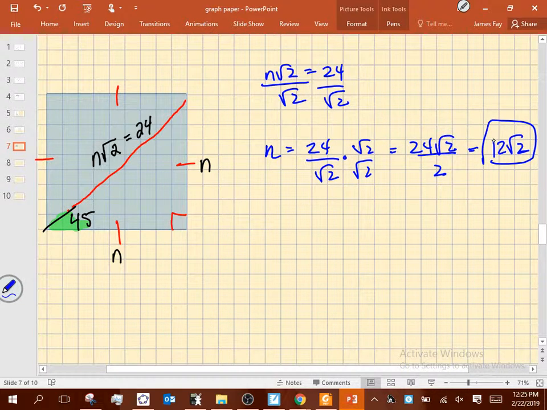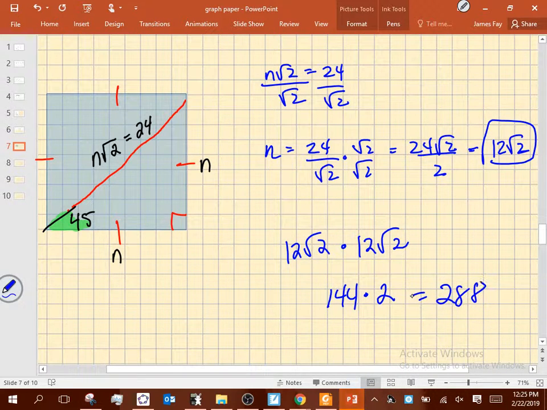In upcoming chapters, they're going to say, what's the area of that plate? How do I find the area of a square? Yeah. So isn't this 12 radical 2 by 12 radical 2? What's 12 times 12? 144. What's radical 2 times radical 2? It's 2. So that gives me 144 times 2. So by knowing that diagonal, I know the area of that plate.